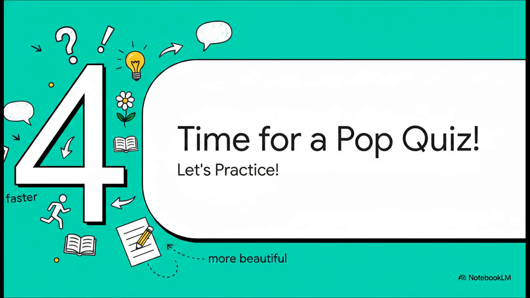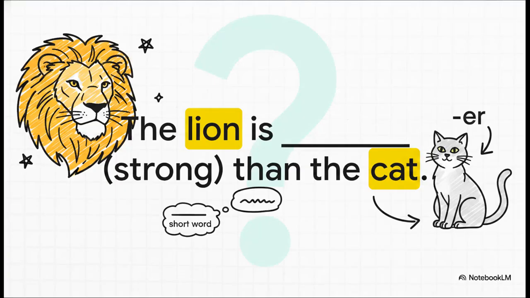Okay, you've learned the rules, you've met the special cases. I think you are totally ready. It is officially time for a pop quiz. And don't worry, this is just for fun. Let's put what we've learned into practice. All right, first question is up. The lion is blank than the cat. The word is strong.